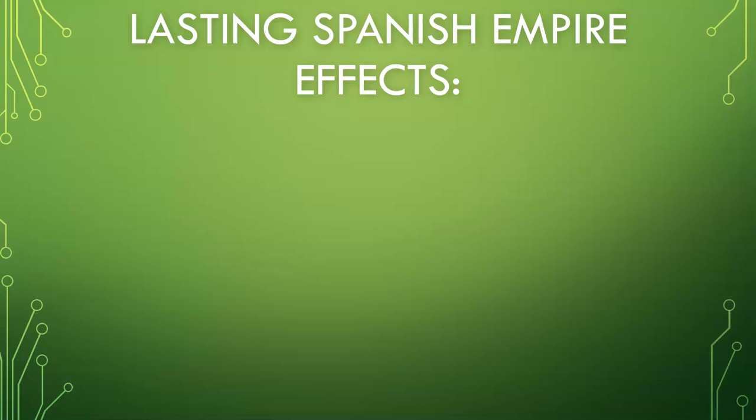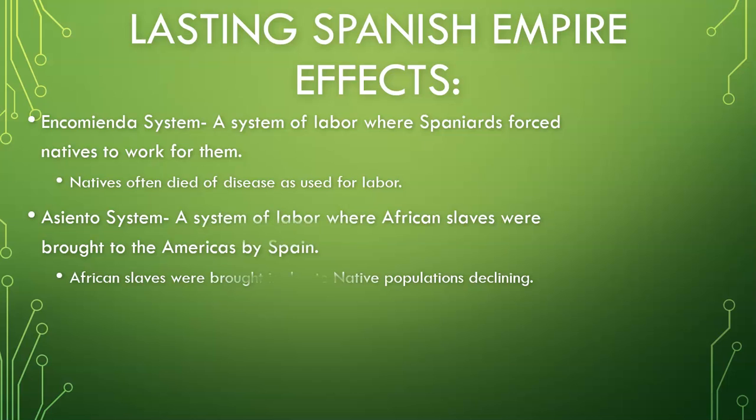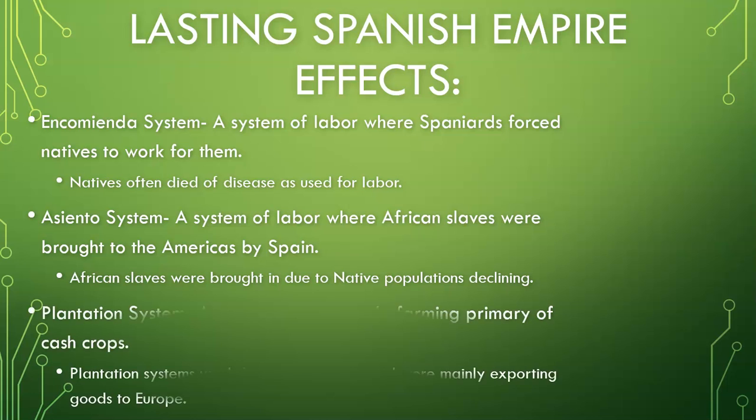Three things. Lasting Spanish Empire effects. First, you got the encomienda system, a system of labor. Spaniards forced the natives to work. But natives often died of disease, and therefore they had to switch to the asiento system, a system of labor where African slaves were brought in by Spain. Spain were the first people to bring in African slaves, and they were brought in due to the native population decline.